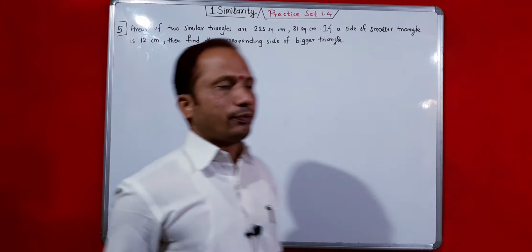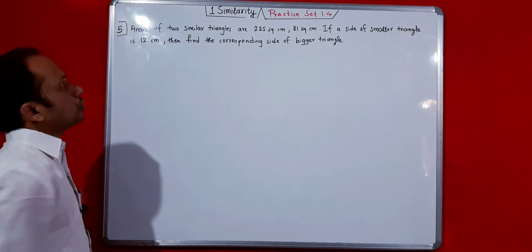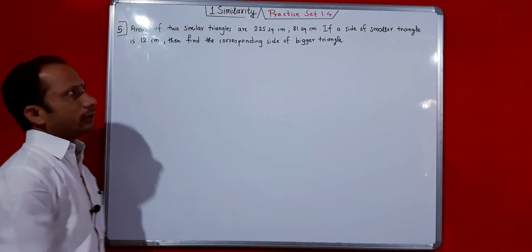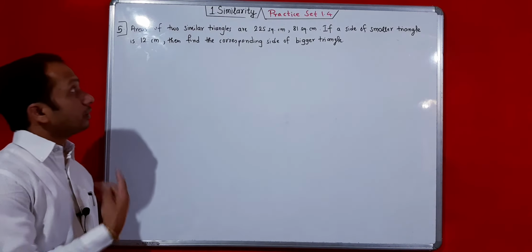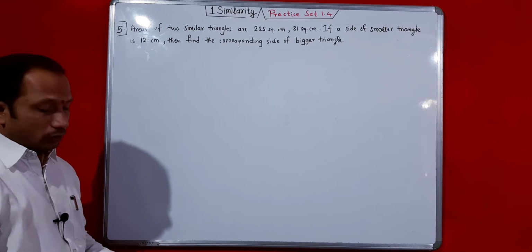Okay, we'll solve the fifth problem. In the fifth problem, the areas of two similar triangles are 225 square centimeter and 81 square centimeter. If a side of the smaller triangle is 12 centimeter, then find the corresponding side of the bigger triangle. Okay, we have to solve this.